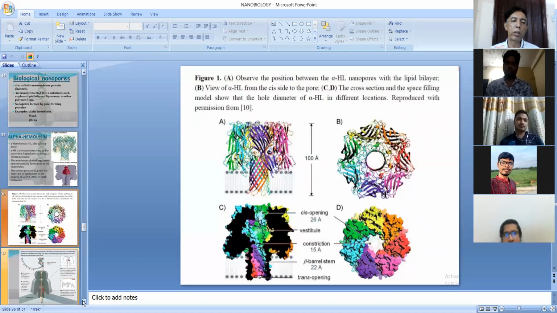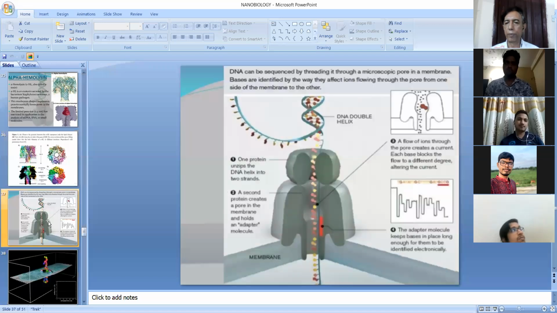Now, why are these nanopores required? Remember that it is a biological assembly. That means it is done automatically by means of proteins, different types of proteins. Actually, these nanopores are used to sequence DNA.